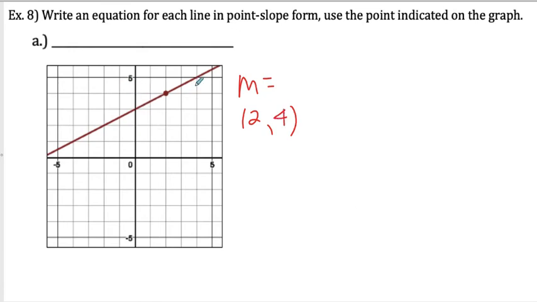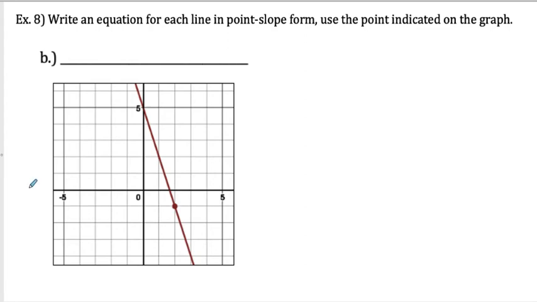My slope, I need to find another perfect corner where we cross. And my slope appears to be a positive rise of 1 and a run of 2, positive 1/2. And so then my equation would be y minus 4, I wanted to write an equal sign there, equals my slope of 1/2 times x minus 2. So pretty straightforward, writing the equation from the graph.